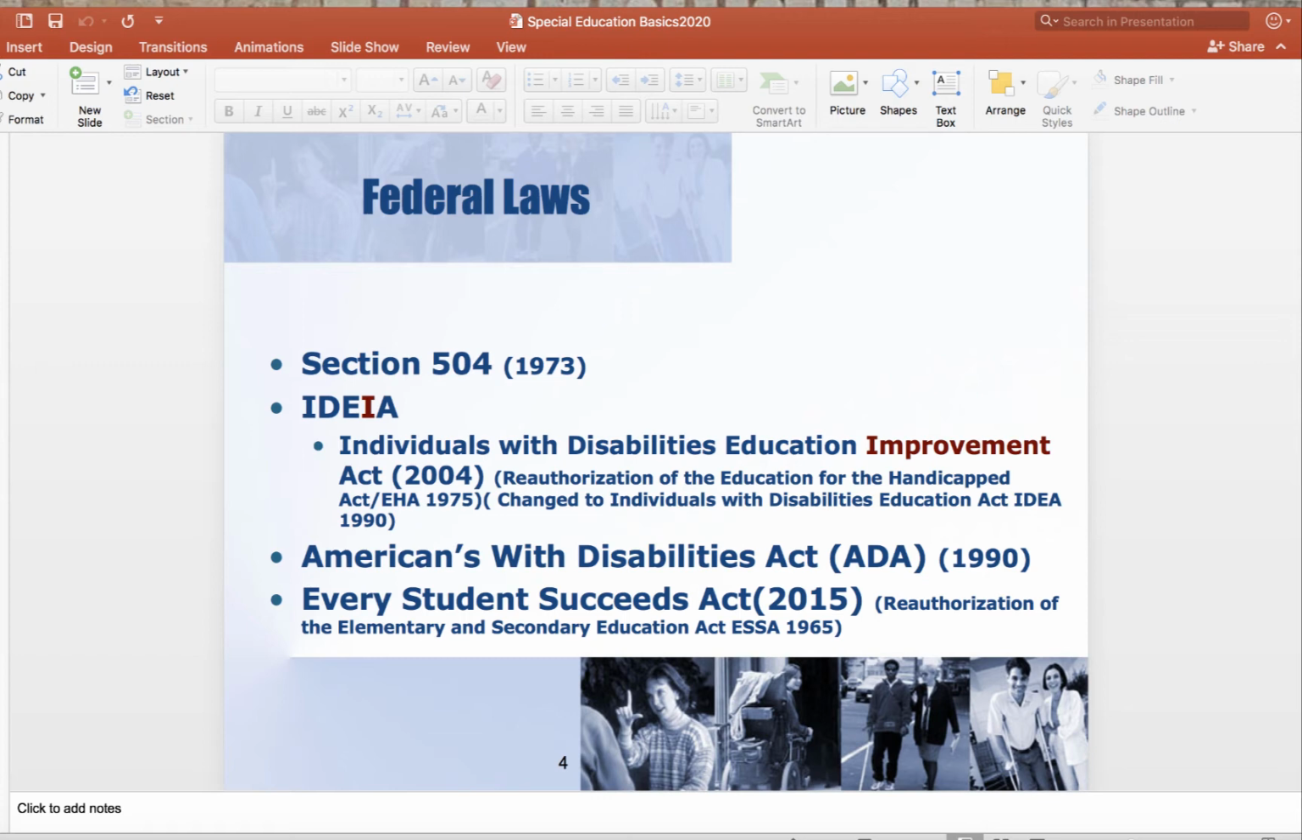We'll also talk a little bit about the Americans with Disabilities Act of 1990, and then also the Every Student Succeeds Act of 2015, which was No Child Left Behind, which was originally the Elementary and Secondary Education Act of 1965, that President Johnson signed into law, saying that we have to have an education system in the states for all children. So those are the laws that we will mostly talk about in this presentation.